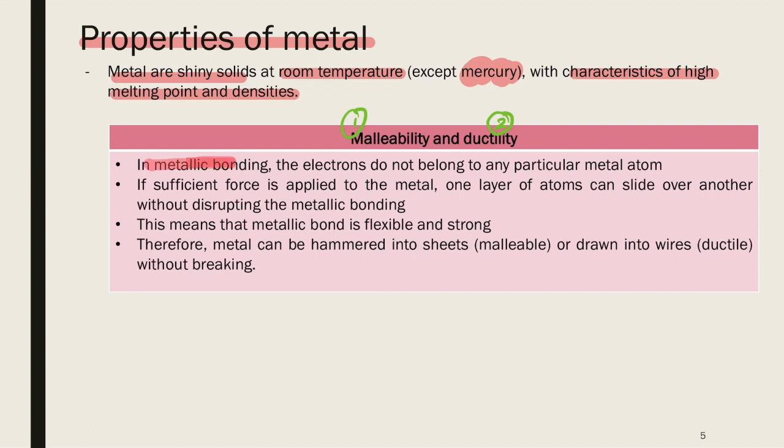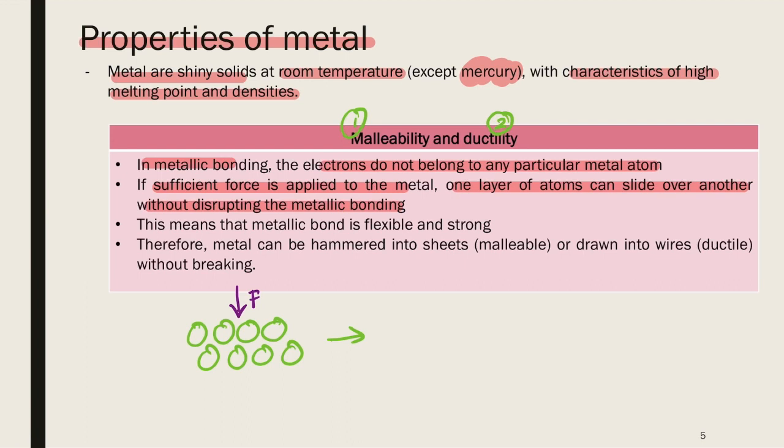So as we discussed earlier, in metallic bonding, the electrons do not belong to any particular metal atom. So if sufficient force is applied to the metal, one layer of atom can slide over another without disrupting the metallic bonding. So dia macam ni, kita ada satu metal di situ. Bila kita kenakan daya, force is applied, one layer of atom tu dia akan slide over one another tanpa mengganggu itu metallic bonding. Therefore, this means that the metallic bonding is flexible and also strong. Thus, the metal can be hammered into sheets, ini adalah malleable, or drawn into wires, ini adalah ductile, without breaking.